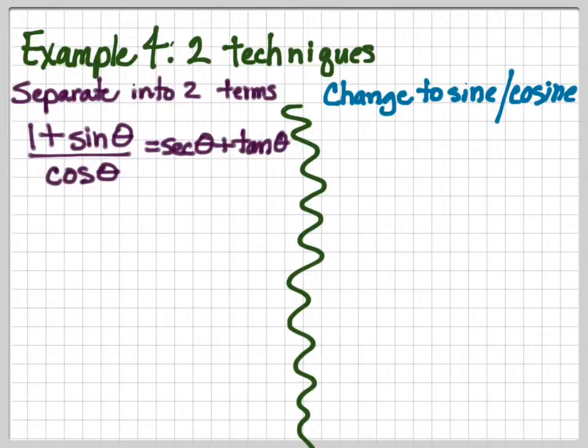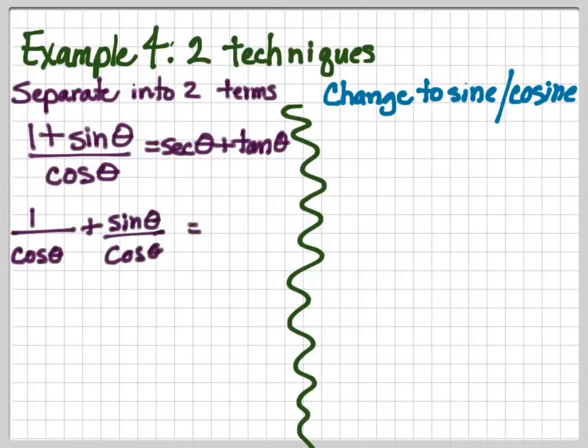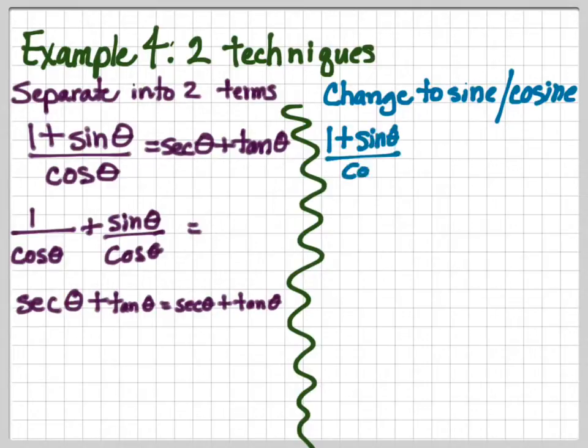Obviously the side we probably should be working with is the 1 plus sine theta over cosine theta, or you can work with the other one too, but I'm choosing to do it on this side. What I'm going to do is divide up that 1 plus sine theta over cosine theta into 1 over cosine theta plus sine theta over cosine theta, and I know that's equal to my right-hand side. Now 1 over cosine theta is secant theta, and sine theta over cosine theta is tangent theta. So I have my identity, because that's what I'm trying to prove. I'm trying to prove that that's equal to secant theta plus tangent theta.